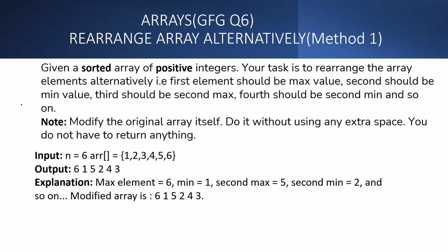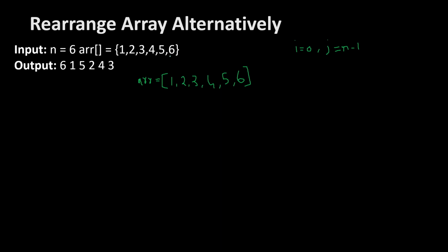Okay, let's proceed to the approach. So now this is the question. In this question, what we have to do is, first we have to get the maximum value in the first index. Then the next index should be the minimum value. Then the next value should be the second max value, then the second minimum value, and so on. Max, min, and max, min. The next max and next min. We have to just go on like this.